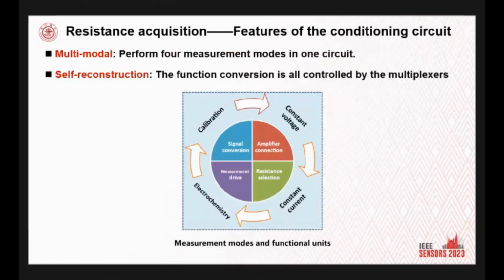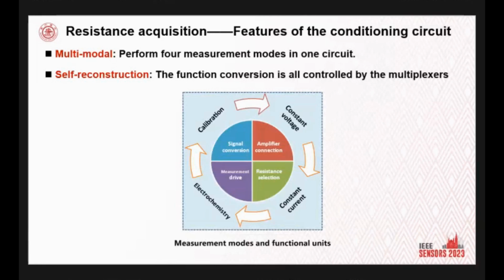This circuit is mainly composed of 4 modules: the operational amplifier connection module, the resistance selection unit, the measurement drive unit, and the signal conversion unit. It has 2 main characteristics. The first one is multi-module. It can perform constant voltage measurement, constant current measurement, electrochemical measurement, and parameter calibration in one circuit.